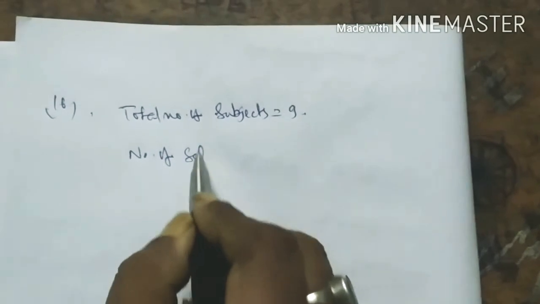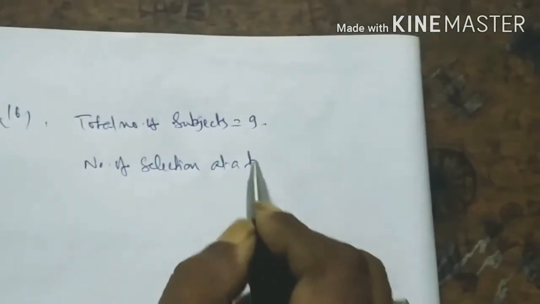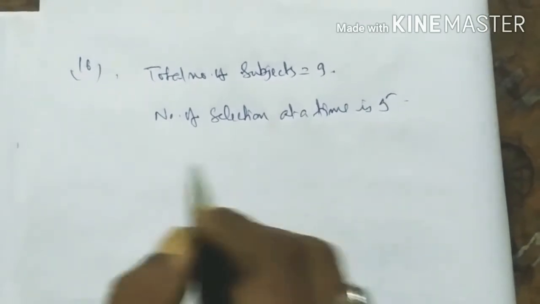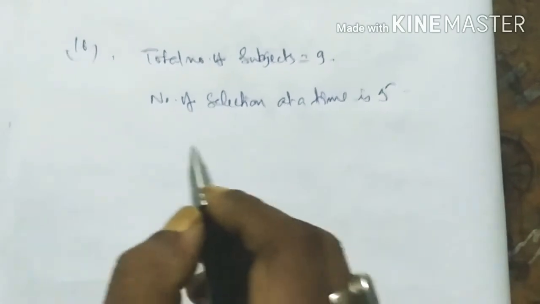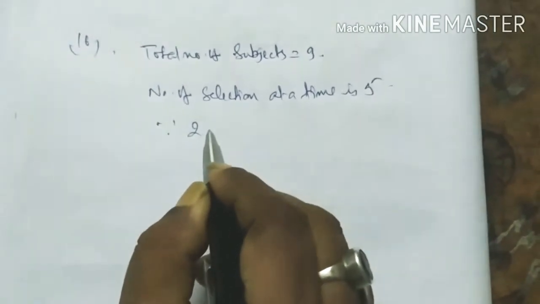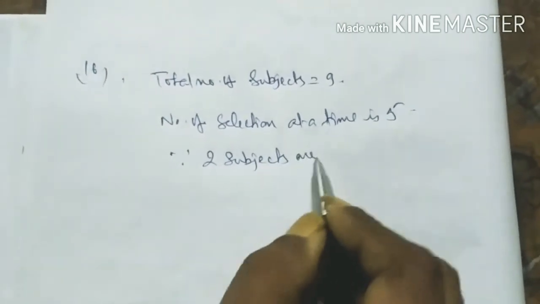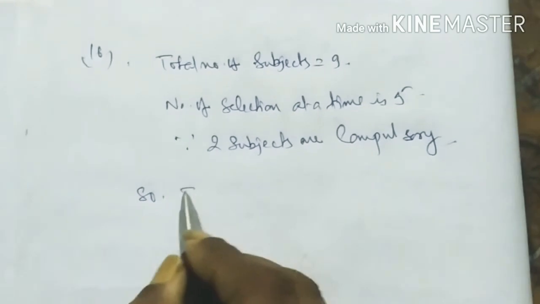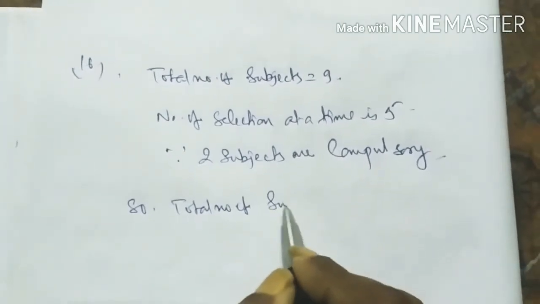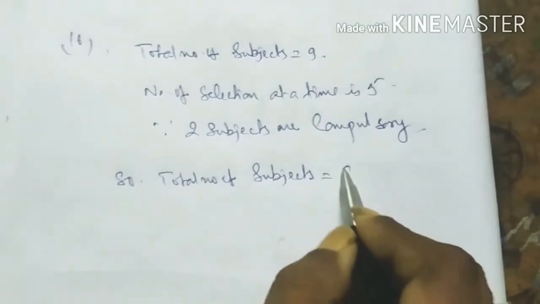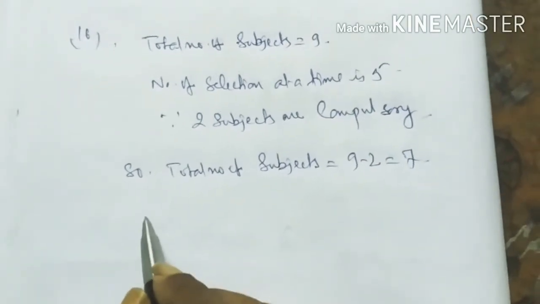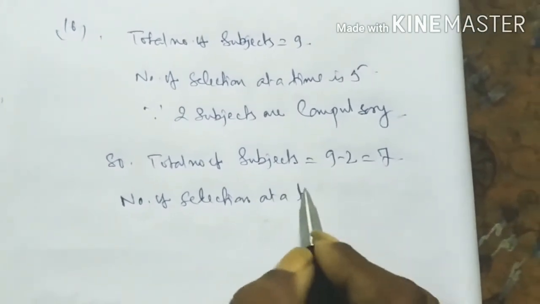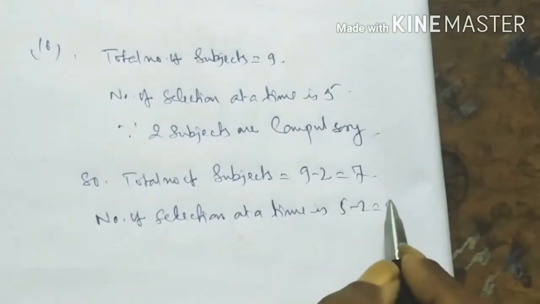Number of selection at a time is 5, but since 2 subjects are compulsory, the total number of subjects is equal to 9 minus 2, that is 7, and the number of selection at a time is 5 minus 2, that is 3.